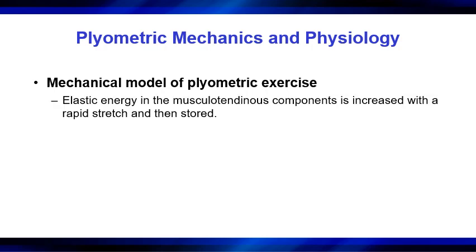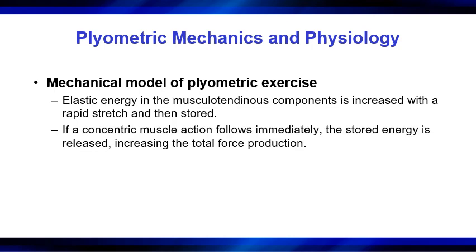When we do a plyometric activity, it involves a rapid stretch of the musculotendinous component. Remember, our musculotendinous unit has elastic energy. So we're using the elastic energy, coupled with the neurological response we get from that, to produce explosive and powerful movements. If the concentric muscle action follows immediately, the stored energy gets released and that increases total force production.